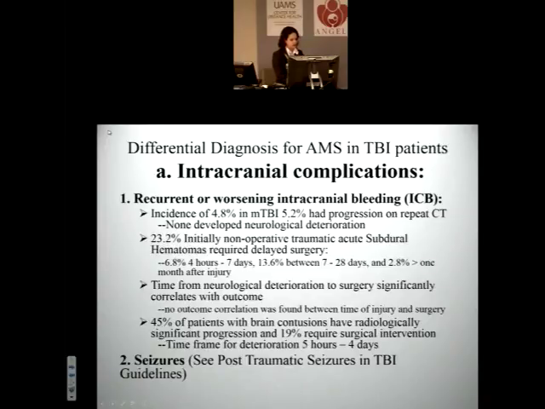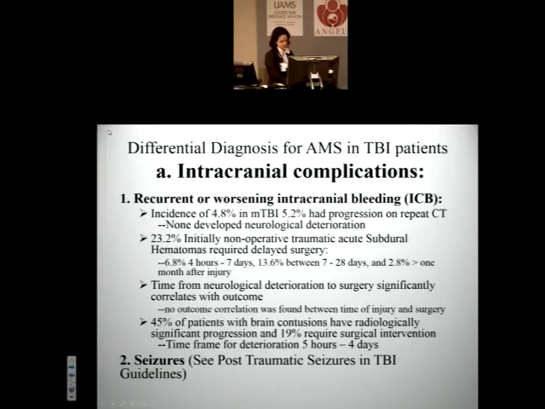45% of patients with brain contusions have radiologically significant progression. That is a very big number. Cerebral contusions tend to grow on recurrent CT imaging, with 19% of those requiring surgical intervention at a later time. And the time frame for deterioration for those brain contusions is usually between 5 hours and 4 days.